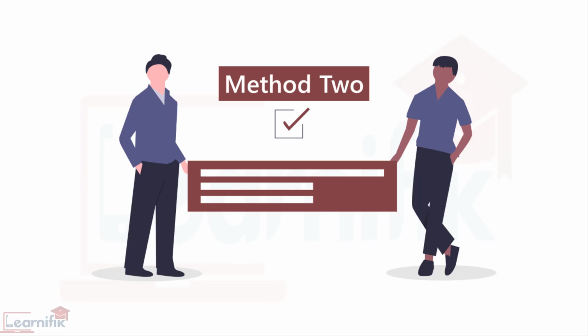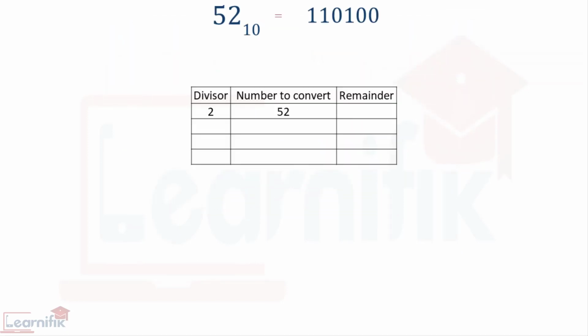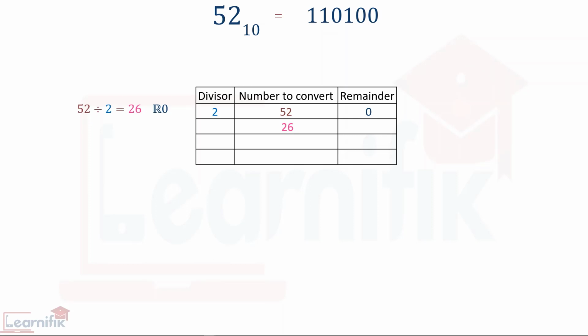The second method is based on repeated division. Let's use this method to confirm if we get the same result as the first method. We start with the number 52. We will divide 52 repeatedly by 2 and write down the remainder as a 0 or 1. Divide 52 by 2, which gives 26, remainder 0. Write down 0 under the remainder column. Also write 26 below 52.